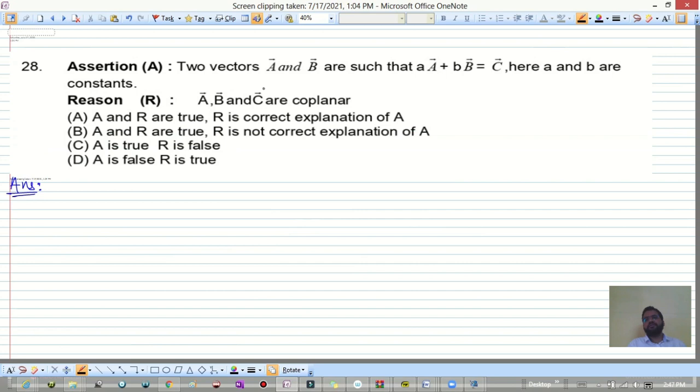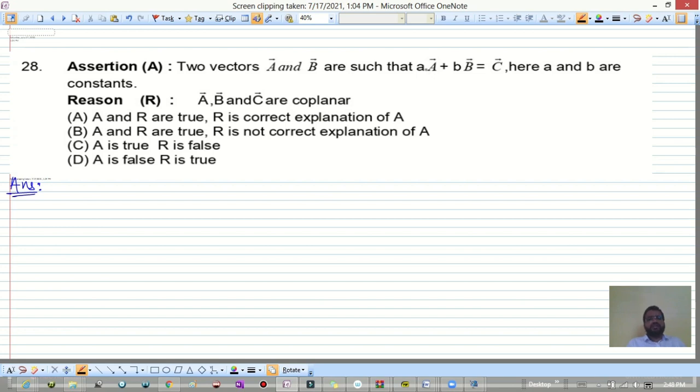Then the 28th one: two vectors a bar and b bar are such that a bar plus b bar is equal to c bar. Here a and b are constant. a bar, b bar and c bar are coplanar, right? This is given. Okay, so A and R are true and R is the correct explanation of A.